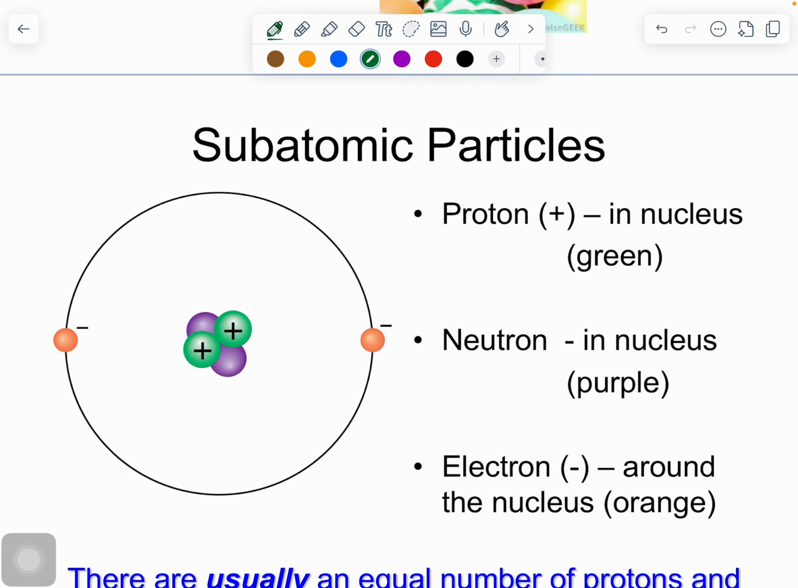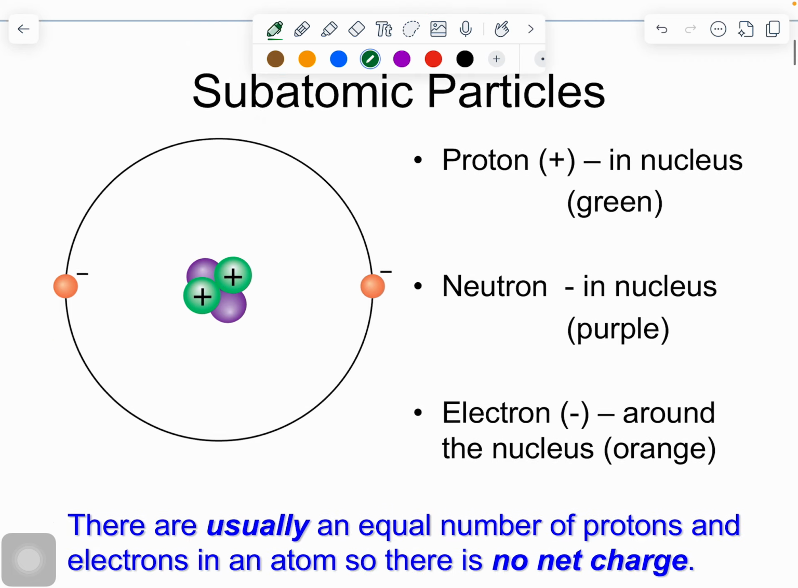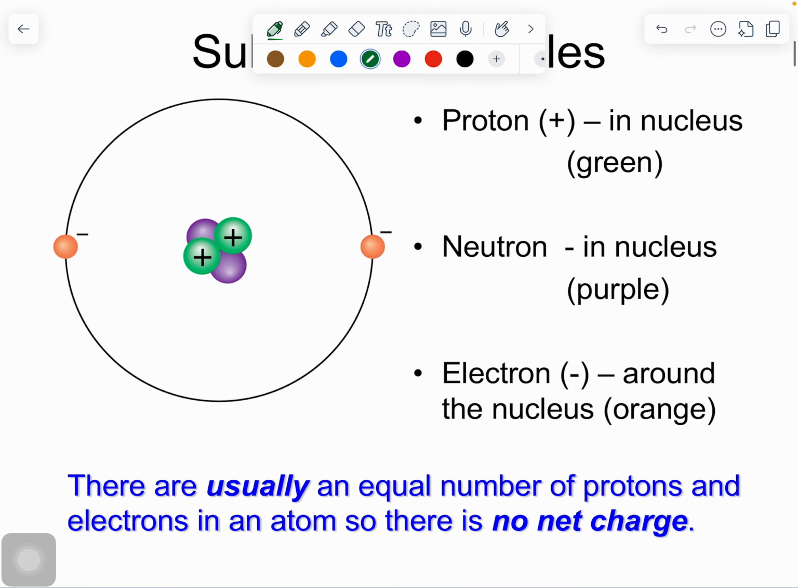So electric charges are created because of when and how the electrons move. We've already talked about how electrons can move in order to create photons or light, and we will continue to talk about the movement of the electron, which ultimately determines the electric charge of our material. It says here at the bottom that there's usually an equal number of protons and electrons in an atom so that there's no net charge.